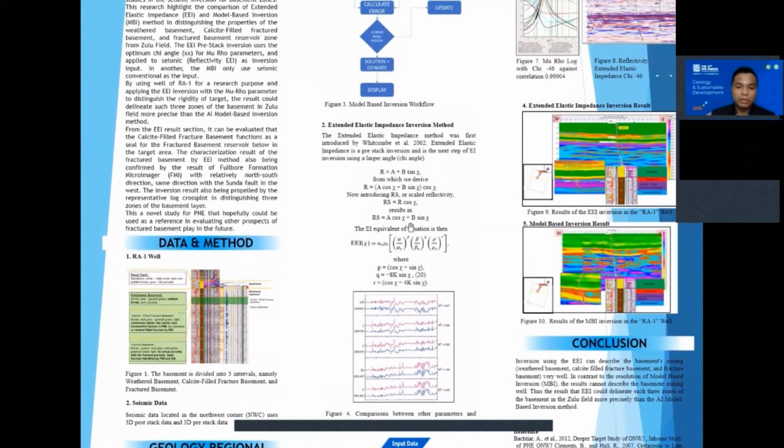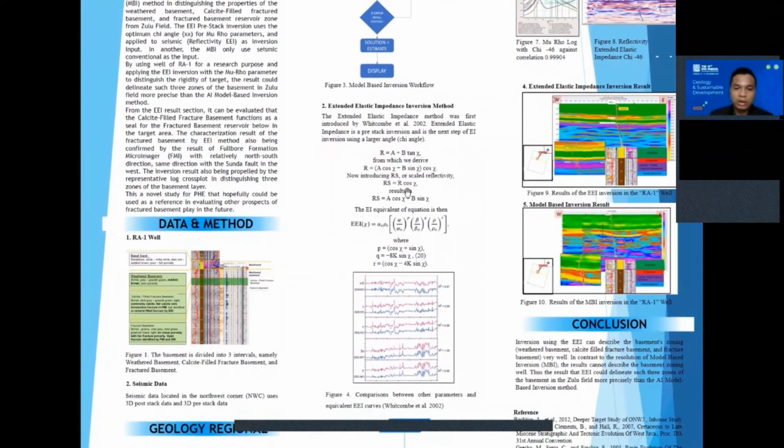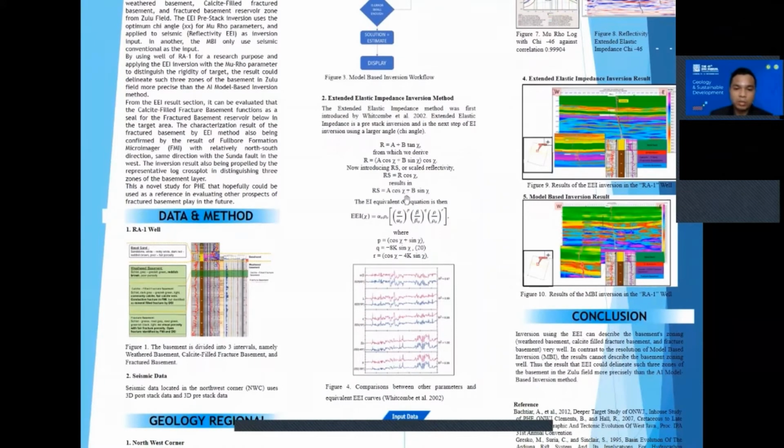And for the formula of the extended elastic impedance, this is the formula. In essence, they change the Aki-Richards equation. They change the sine squared theta into tangent chi, so they could obtain this formula and also this formula.